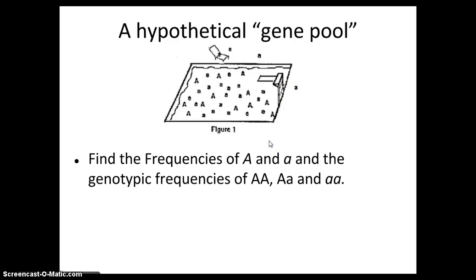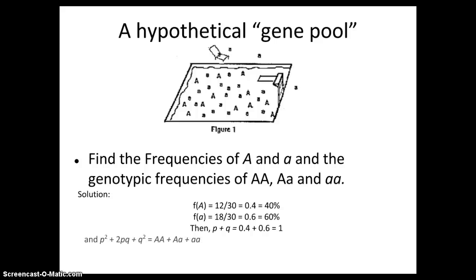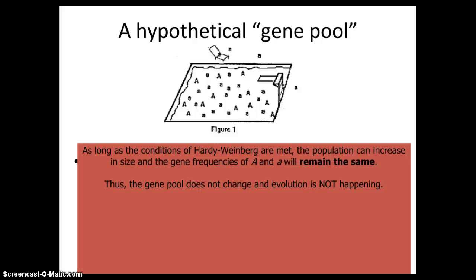Okay, figure it out. It turns out that there are 12 big A's in that pool, and there are 18 little a's. So the frequency of the big A plus the frequency of the little a's, 0.6 plus 0.4, is your solution for that problem. Now, check this out. As long as that condition is always met, as long as these guys continue mating, then the allele frequency will stay the same.